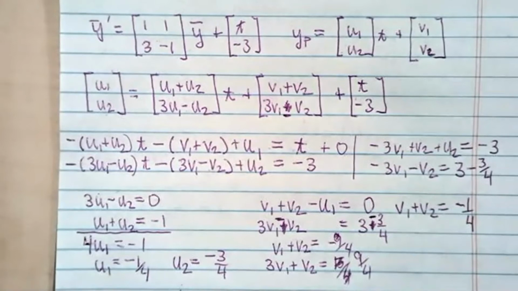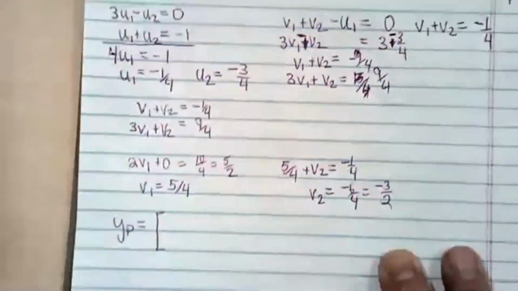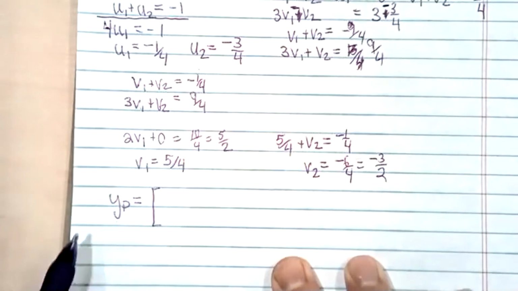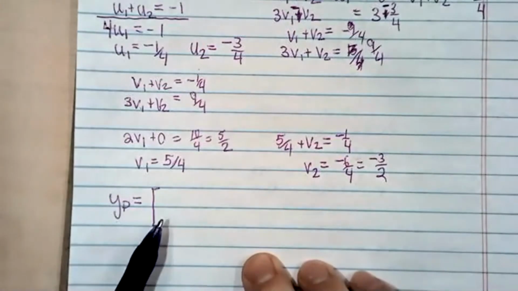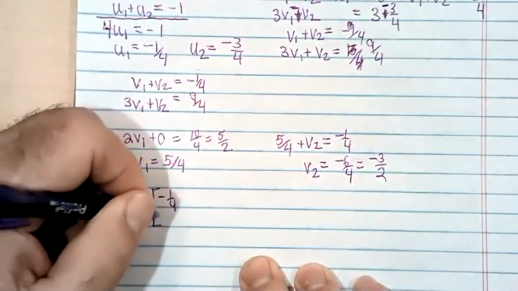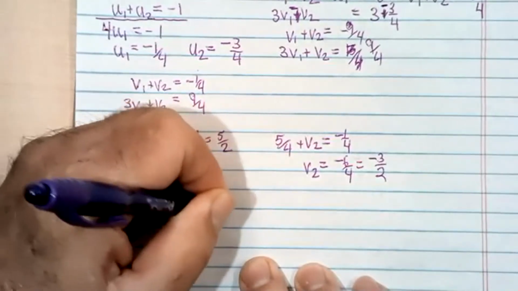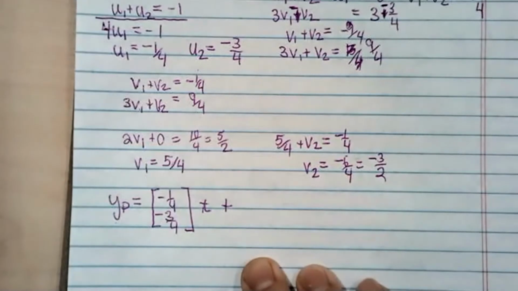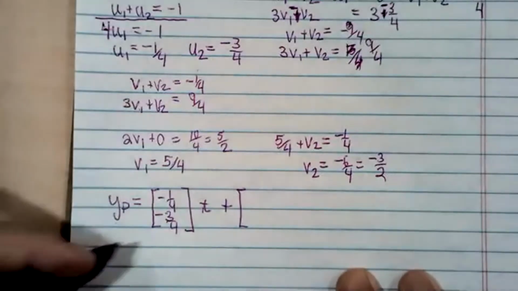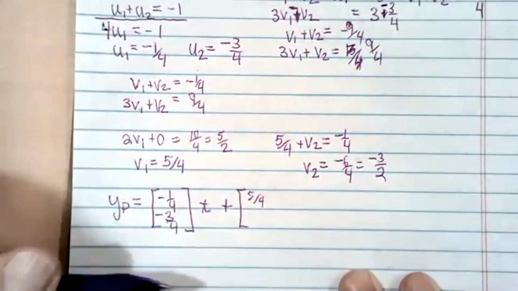So yp, assuming all the arithmetic is correct, is the vector, oh gosh, it was off the screen. Sorry. Is the vector u1, u2 plus the vector v, and v is 5/4, v2 is minus 3/2.